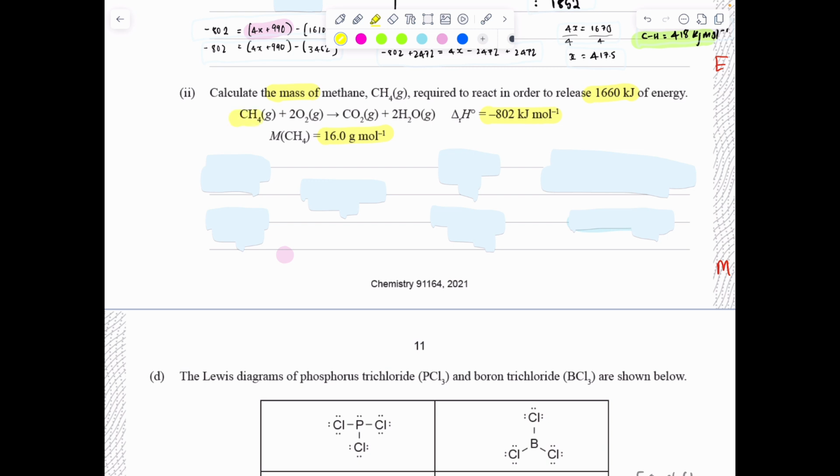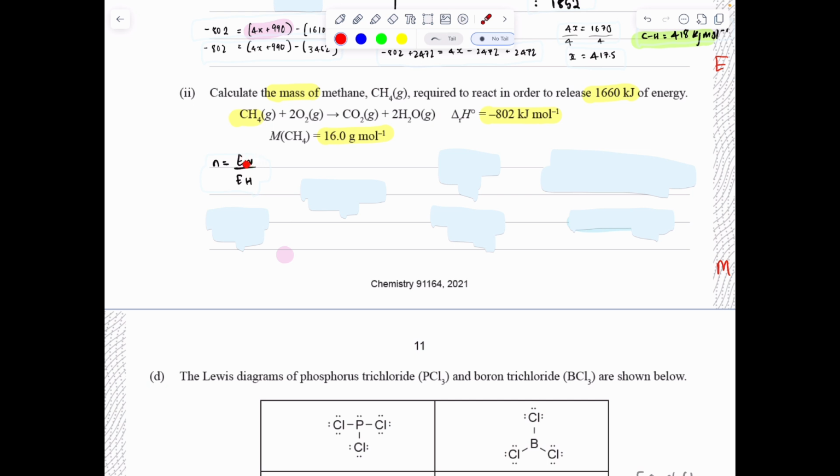Okay, so what to do? Well, let's first work out the moles of CH4. We want to work out the moles of CH4. One way of working out moles when you don't have the mass is by using this equation here.